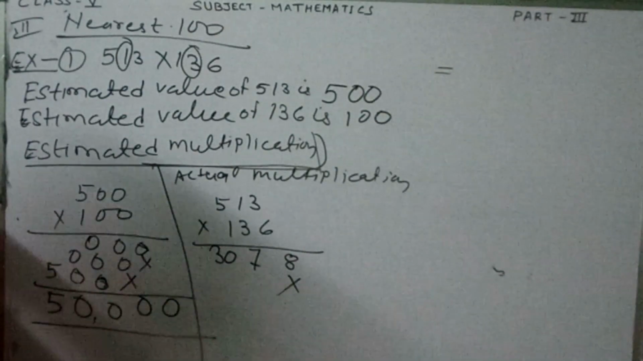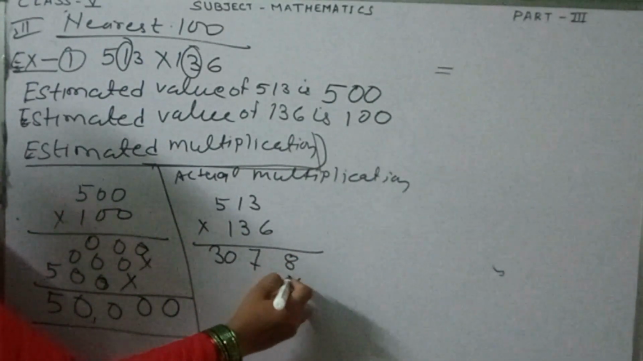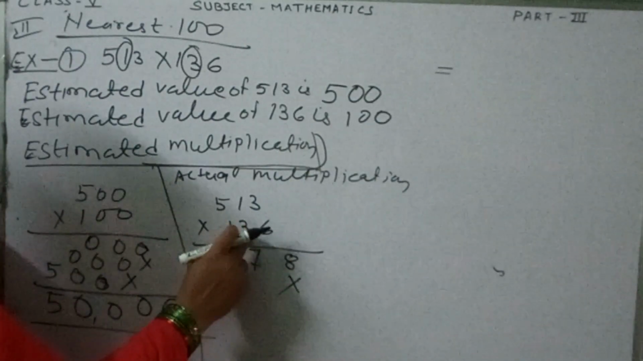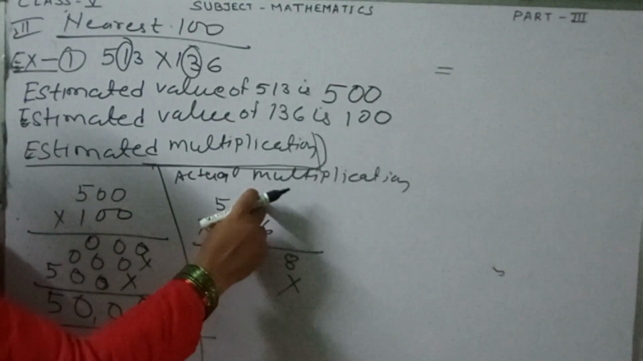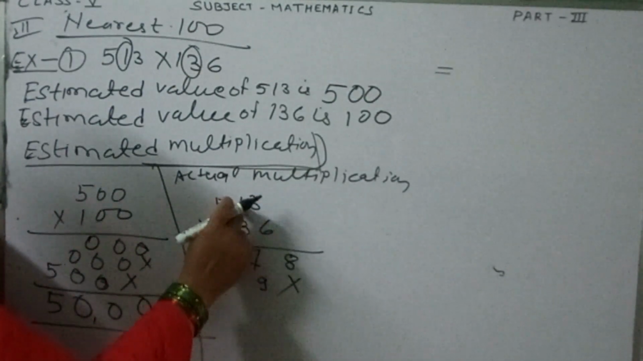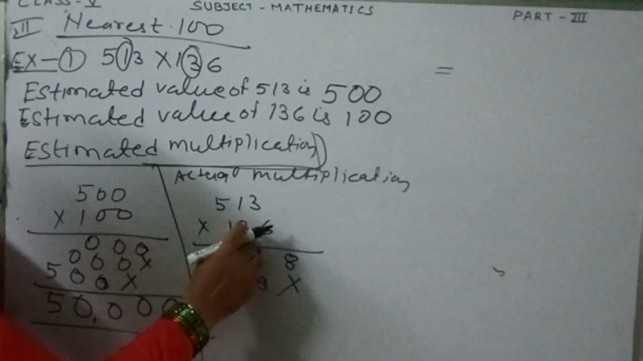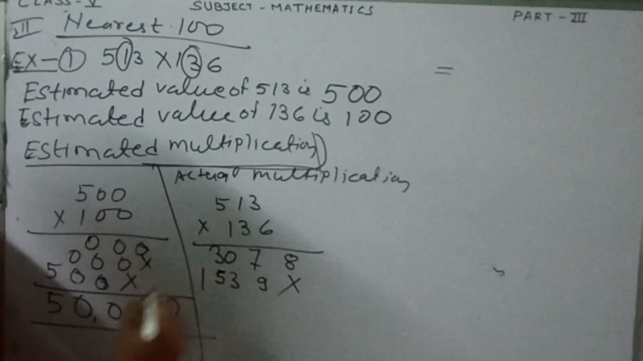After multiplying with the first number, down here we have to put a cross, and then start the second digit, 3. To read the table of 3, how many times? 3 times. 3 3s are 9, 3 1s are 3, and 3 5s are 15. So write 15.